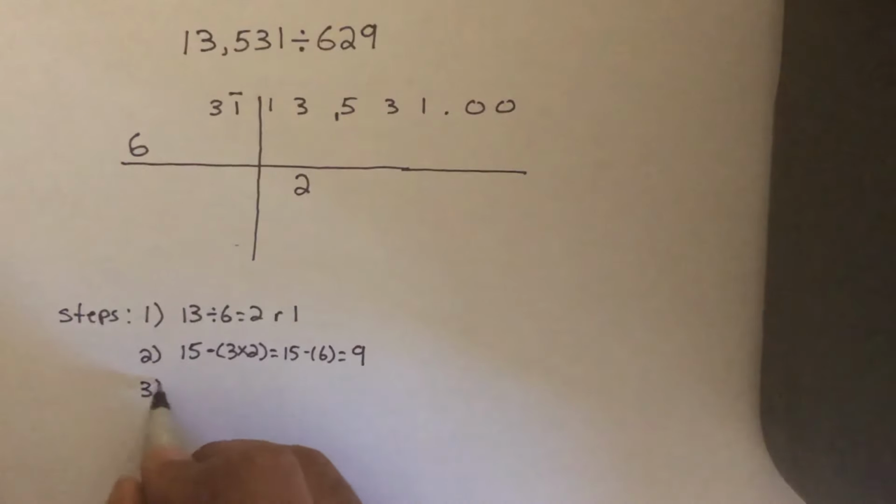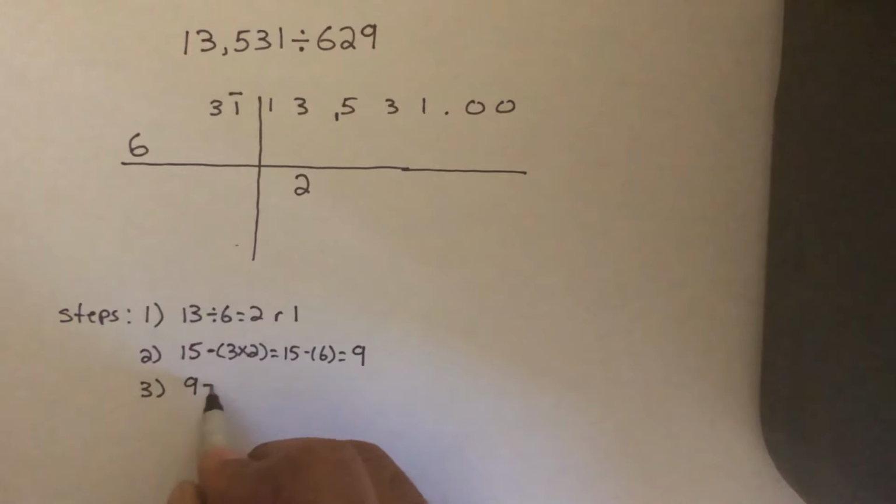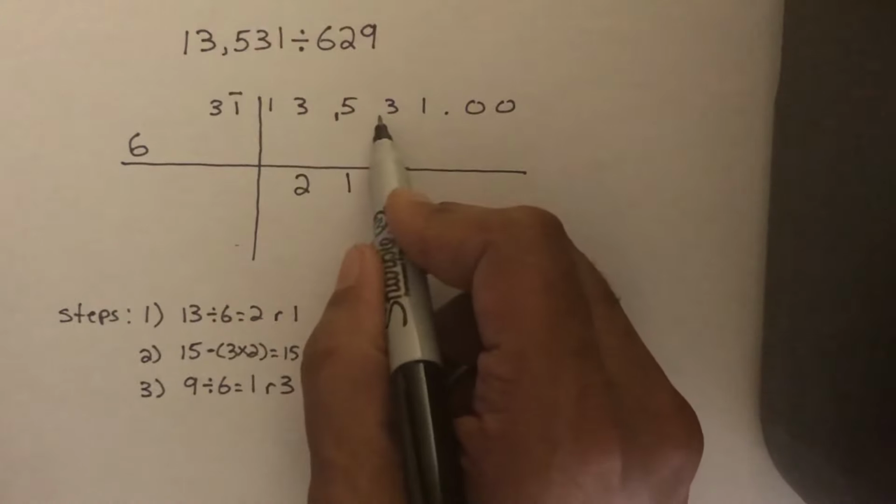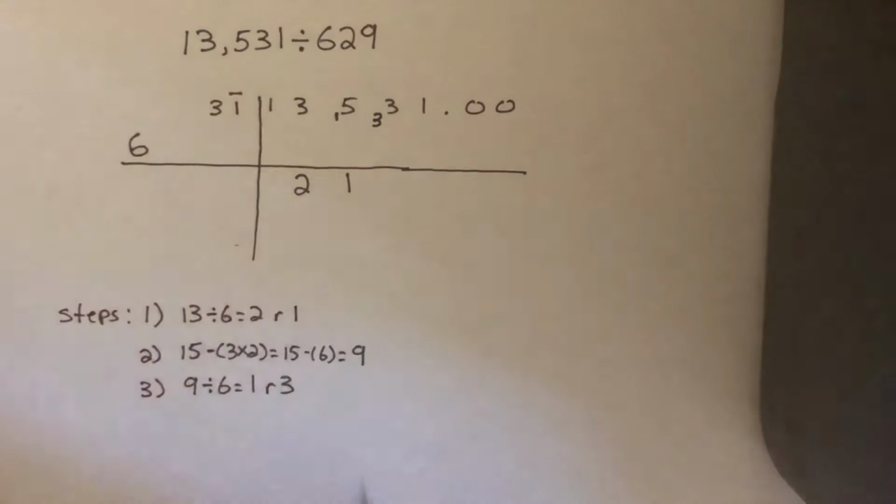Step 3, how many times does 6 go into 9? So 9 divided by 6 is 1, remainder 3. So underneath the 5, I'm going to put a 1 here. And the remainder goes right here because it's 3. Great. Step 4.